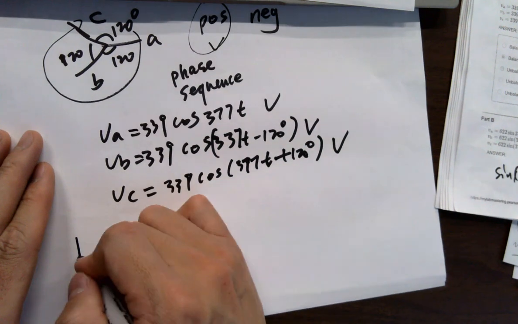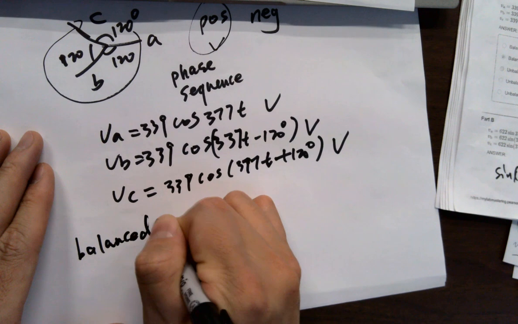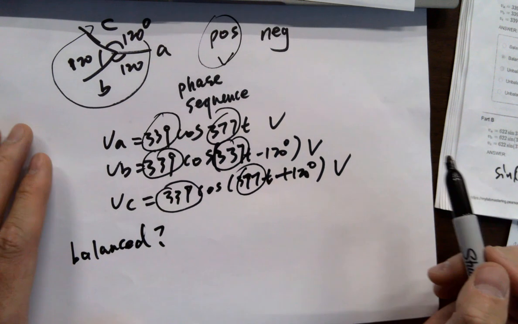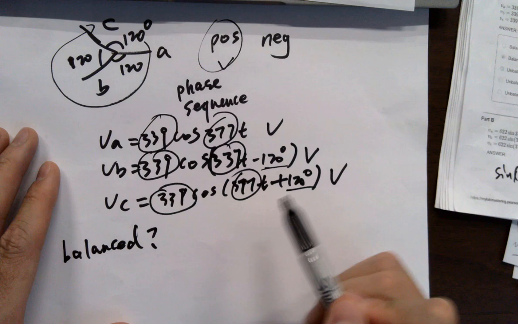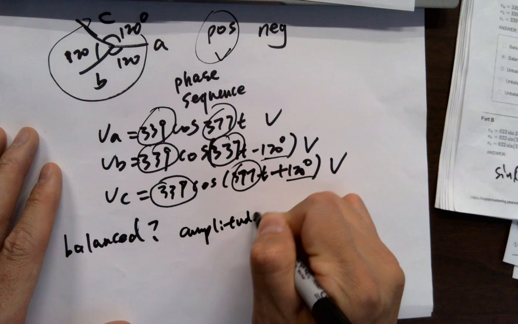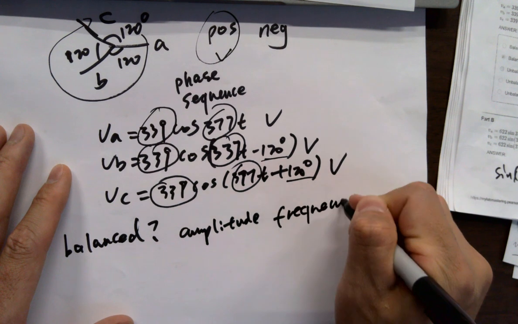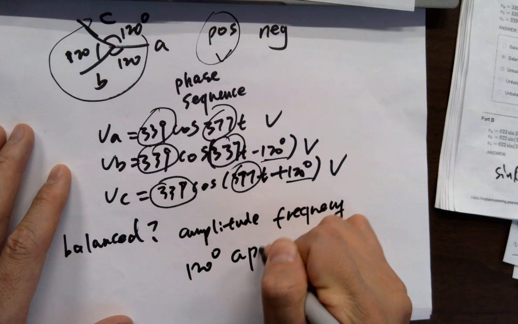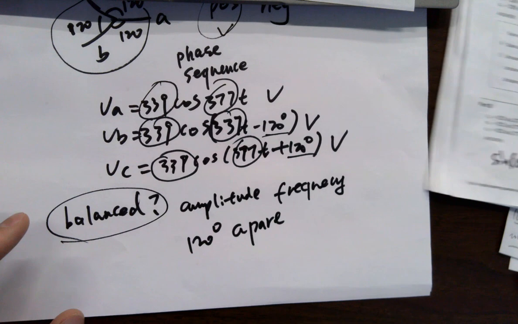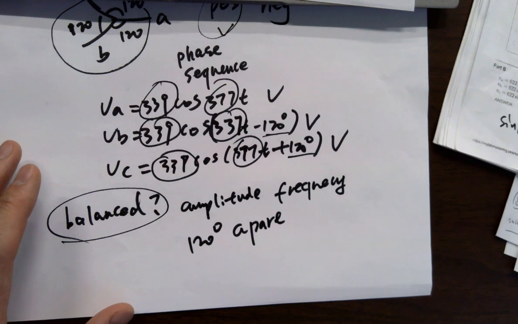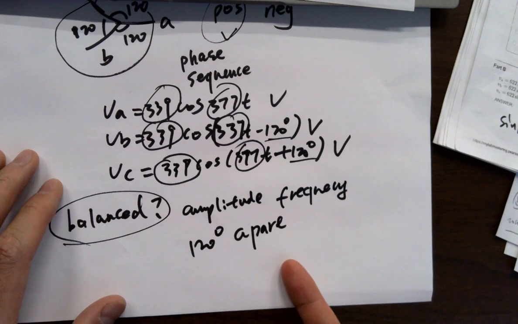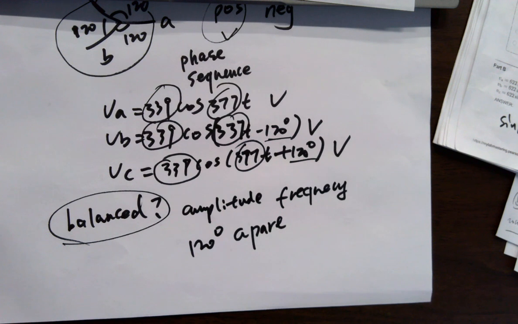So it's going to ask you if this is balanced. So you are looking at amplitude, frequency, and whether they are 120 degrees apart. It's going to ask you if it's balanced or not, and ask you to explain why. So you want to say they have the same amplitude, the same frequency, and they are 120 degrees apart. That's it. Make sense?